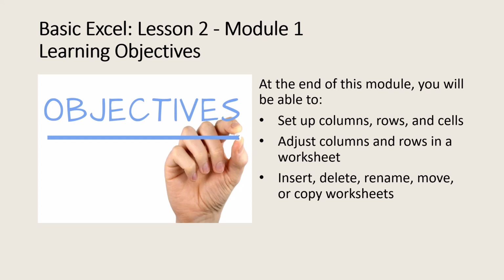Let's take a look at the module objectives for Module 1. At the end of this module, you will be able to set up columns, rows, and cells, adjust columns and rows in a worksheet, insert, delete, rename, move, or copy worksheets. I want you to imagine setting up columns, rows, and cells in an Excel worksheet. Take a moment and think to yourself, how would you do that?